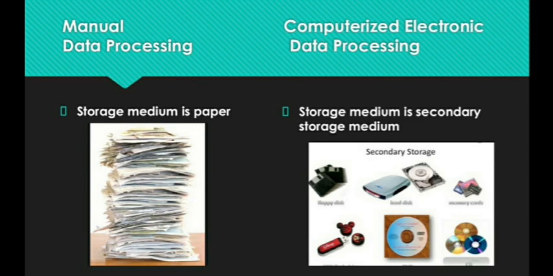The next point is that manual data processing uses paper as the storage medium, because everything will be written on a paper or a sheet or maintained in files. Coming to computerized electronic data processing, the storage medium is a secondary storage medium, which may be a CD, pen drive, hard disk or floppy disk, or any other secondary storage device. Hope you got the differences between manual and computerized electronic data processing.